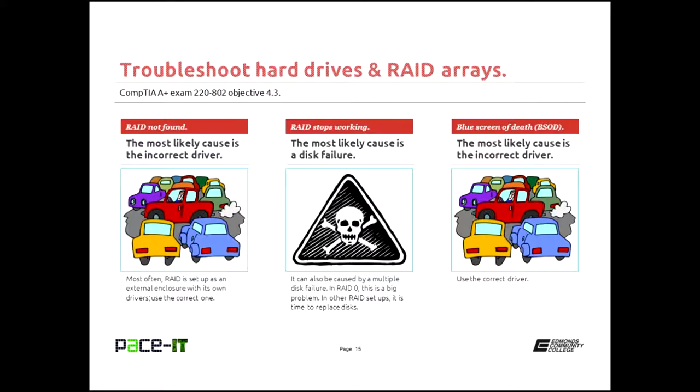If your RAID array stops working, the most likely cause is you have experienced a disk failure. Not too big of a deal if you're using RAID 1 or RAID 5 or RAID 1 plus 0, but it's a really big deal if you're just running RAID 0. If you're running RAID 0, your data in that stripe set is now lost and gone. Going to be fairly hard to recover. If you're running any of the other versions of RAID, as in RAID 1, RAID 5 or RAID 1 plus 0, also known as RAID 10, by the way, you can recover the data and rebuild the RAID array.